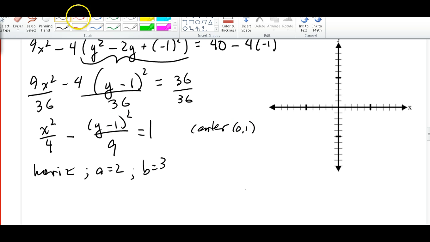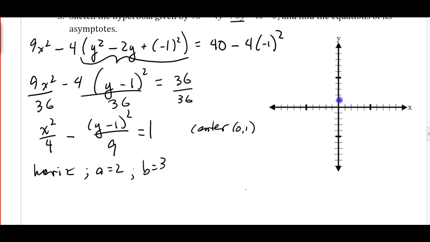So let's draw my center at 0, 1. And then I'm going to go 2 units left and right. So 2 units there to get my vertex on the right, and 2 units there to get my vertex on the left, and then 3 units up and down from the center. And then 3 units down. Everything's always from the center.